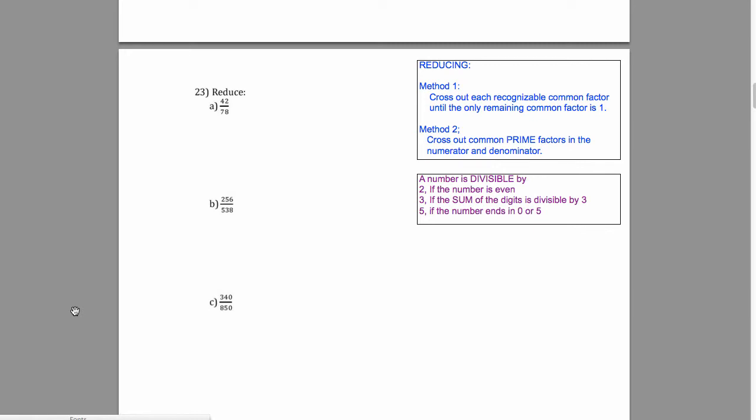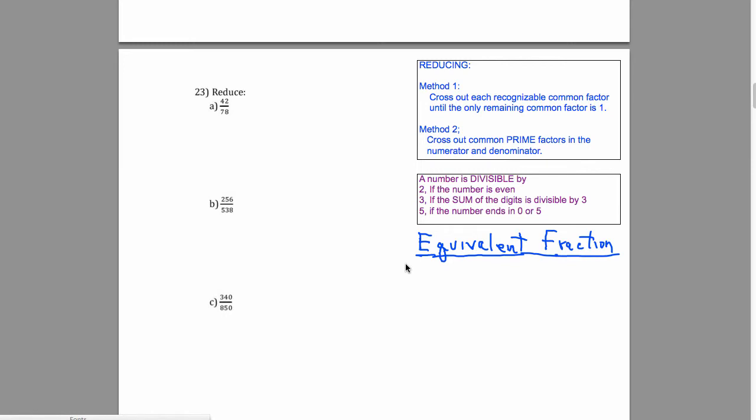Problem 23, part A, B, and C, asks you to reduce. Now, essentially, reducing is looking for common factors. Those are numbers that are being multiplied to give you the numerator and the denominator. When we see that we have common factors, we cross them out. The resulting fraction has the same value, but it looks different in that the numbers are smaller.